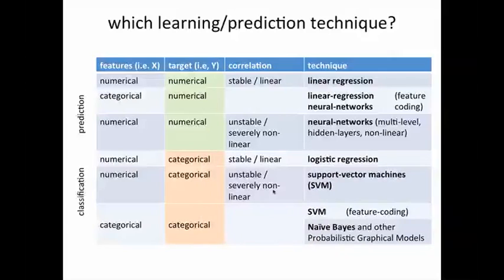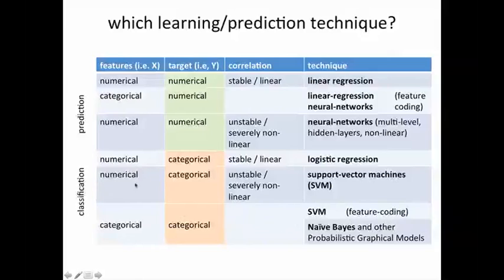Next, we come to the classification situations where the target variable is categorical. Of course, when we have categorical features and categorical targets, we've seen how to use naive Bayes and other probabilistic graphical models. These days, SVMs, or support vector machines, are also very popular for even classification. Of course, for categorical variables, one does have to do feature coding to a certain extent. So we do need to do the same trick that we did for categorical features in linear regression, because SVM essentially requires numerical inputs.